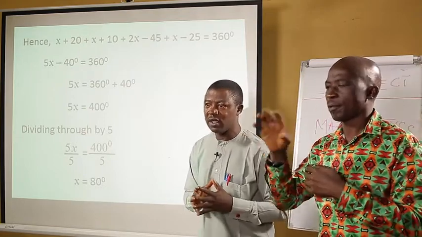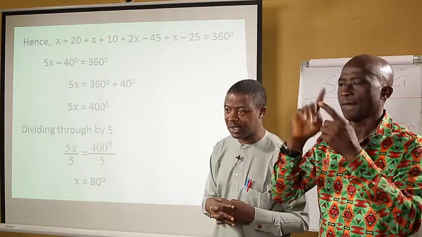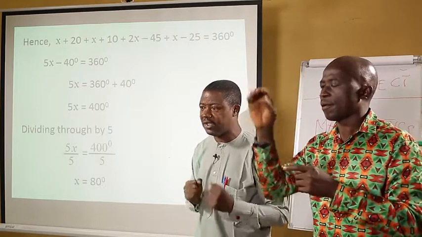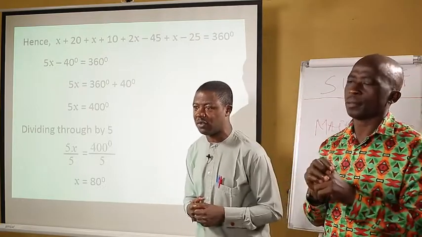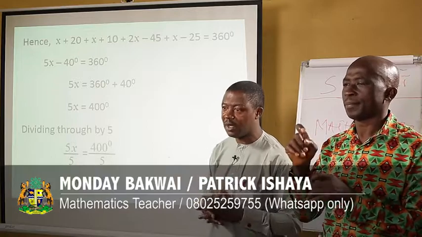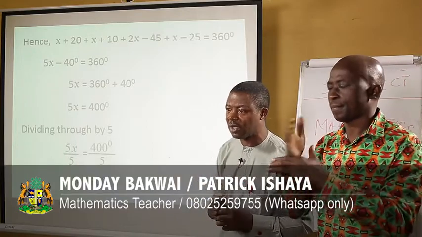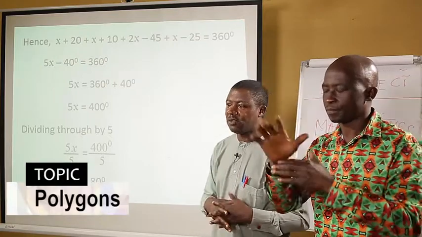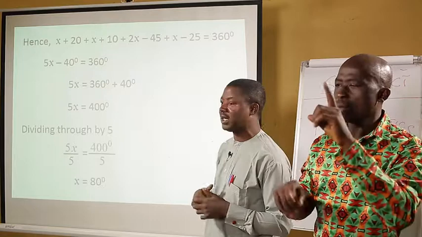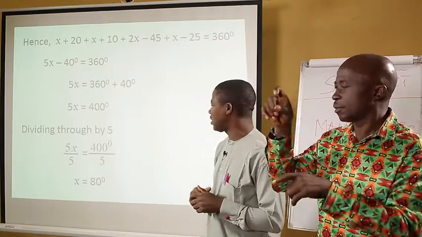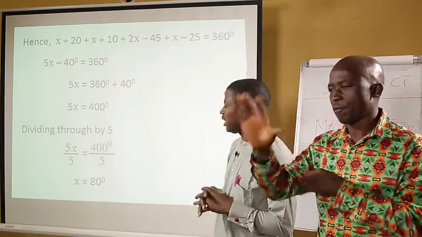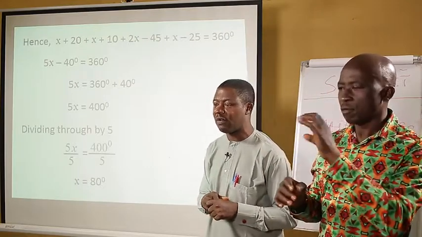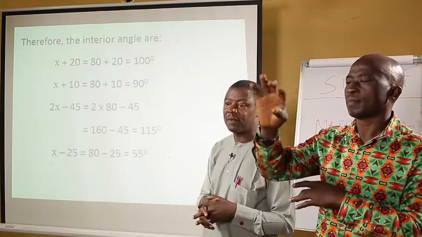So 5x equals 400 degrees. Who then is x? Divide through by the coefficient of x, which is 5. So 5 divided by 5 is 1. So we'll be having 1x, which is represented as x. And then 400 divided by 5 is 80 degrees.